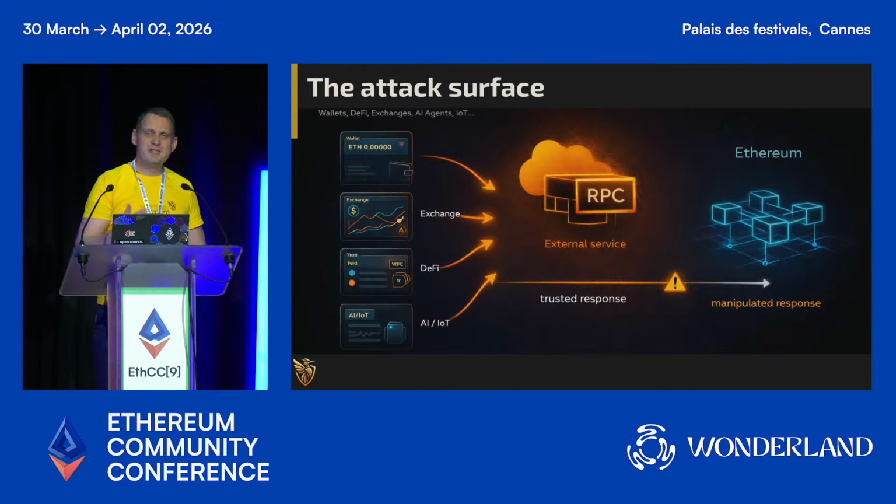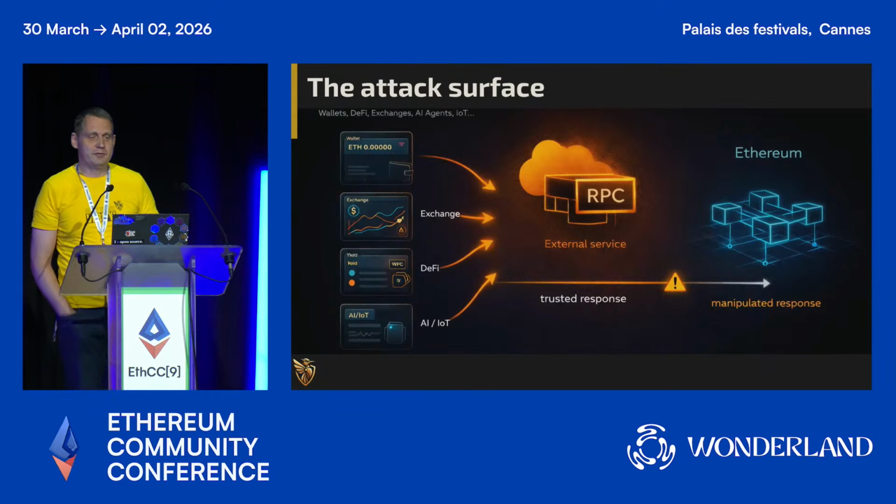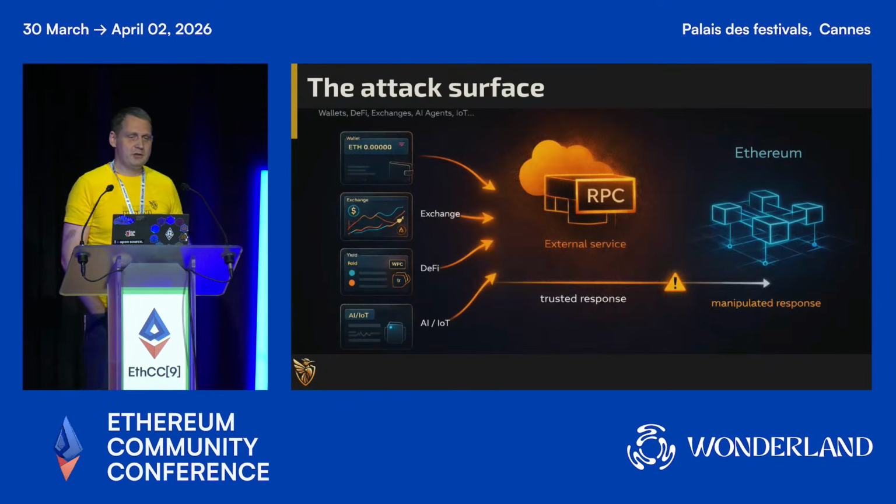So what does that mean from a security perspective? If your application trusts this pipeline, that pipeline becomes your attack surface. And the attacker does not need to break Ethereum or hack consensus or break cryptography. They only need to control the data that your application receives. Just lie a little bit, politely, through an API.